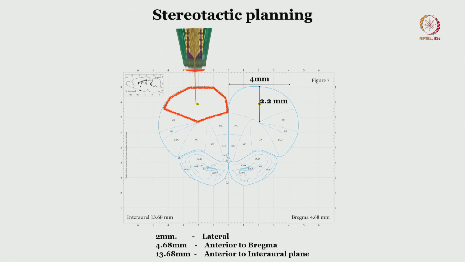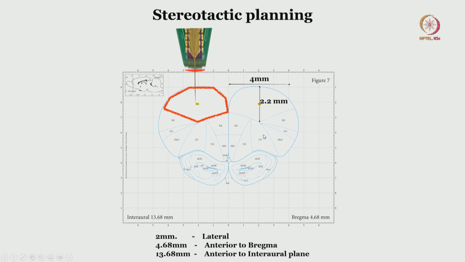Here is an example of a supplementary motor area which has been outlined in red, and below you can see the coordinates that are given. In this example, we have taken 2 millimeter lateral to the midline, 4.68 millimeter anterior to bregma, which is on the right hand side of the atlas picture.